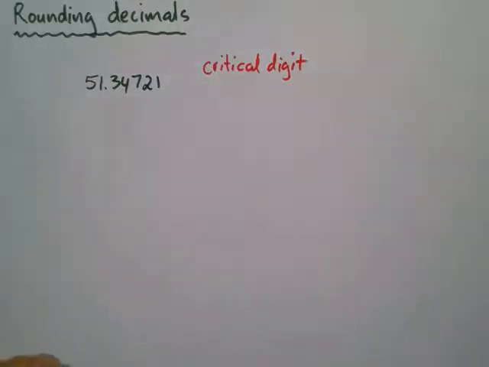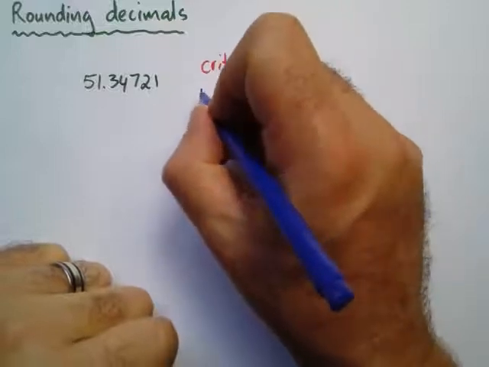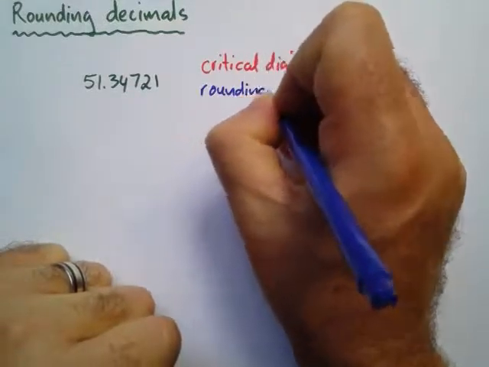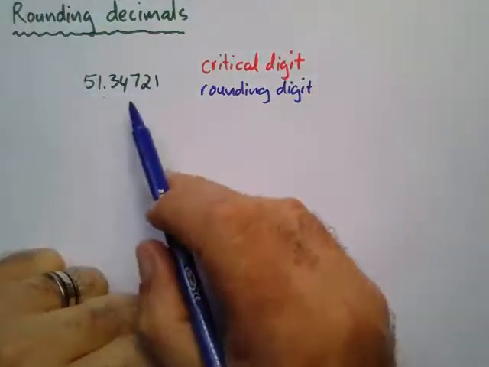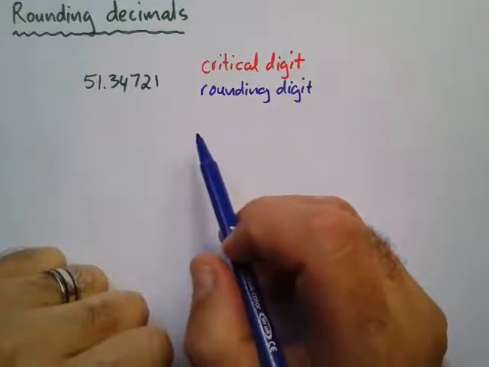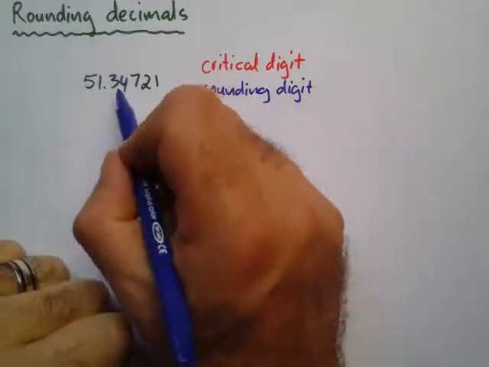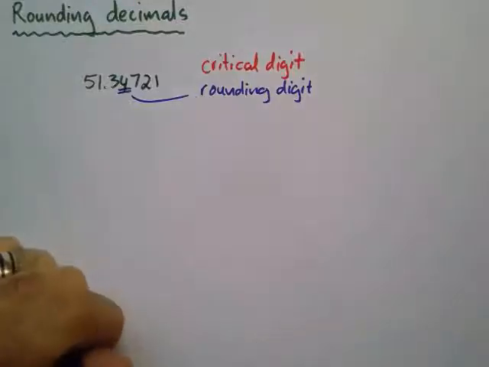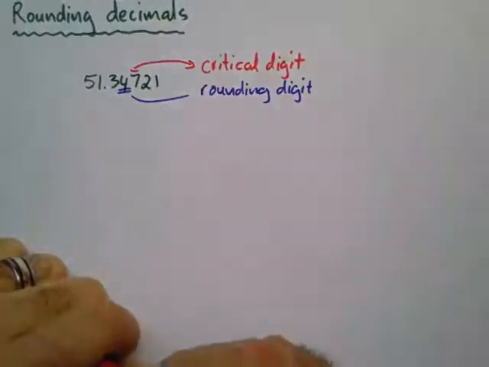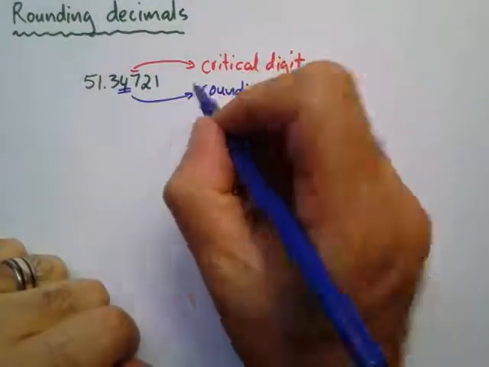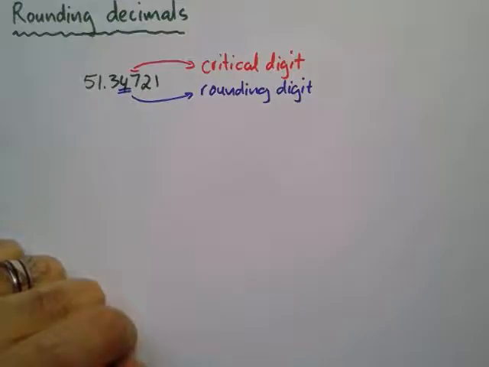So we've got the critical digit, and the other word we use is the rounding digit. So if I say in this value, I want you to round to 2 decimal places. We look at the decimal, 2 places, then this is the rounding digit. The critical digit is the digit straight after that, so that one will be your critical digit. So the rounding digit is the one that we round to. The critical digit is the one that we look at.